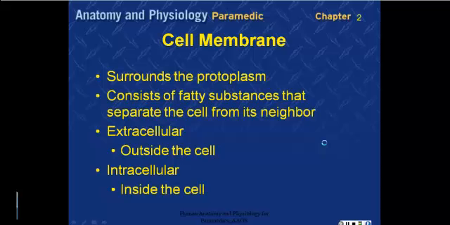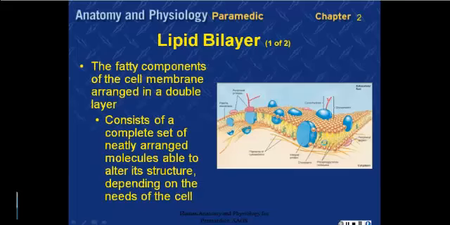The cell membrane surrounds the protoplasm. It gives structure to the cell. It's the boundary of the cell. It consists of fatty substances that separate the cell from its neighboring environment. Anything that's said to be extracellular is meant to be outside of the cell. When we use the term intracellular, we're referring to things that are inside of the cell membrane.